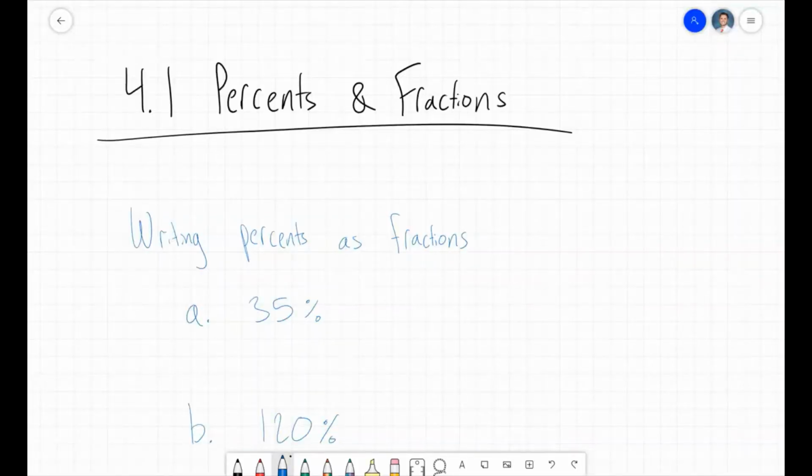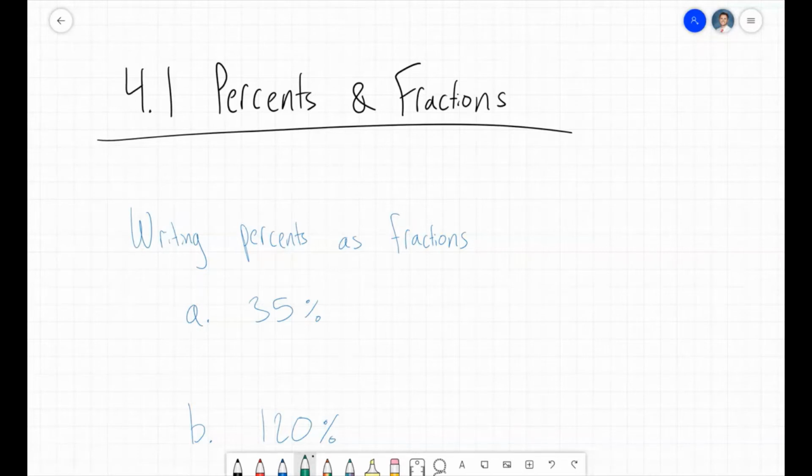Chapter 4 is all about relating percents, fractions, and decimals, because percents and fractions and decimals are all just different ways of representing the same thing, which is parts of a number, right? Portions of a number. So in 4.1, we're going to look at percents and fractions and how we can relate those two. So these first questions we have are asking for us to write these percents as a fraction.